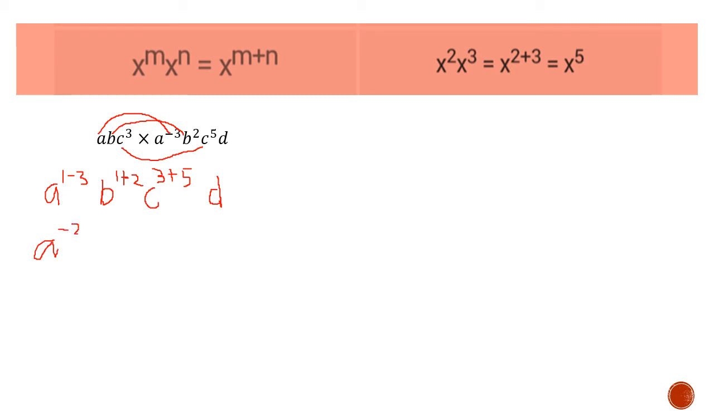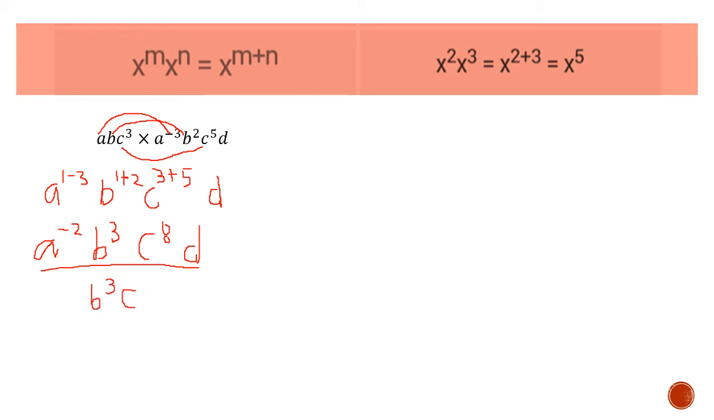So a 1 minus 3, applying the signed numbers ng integers, so we have a raised to negative 2, so 1 plus 1 got 2, so c 3 plus 5 we got 8, and just copy the d, and this will be our final answer, or we can put this a raised to negative 2 to the bottom part or to the denominator.